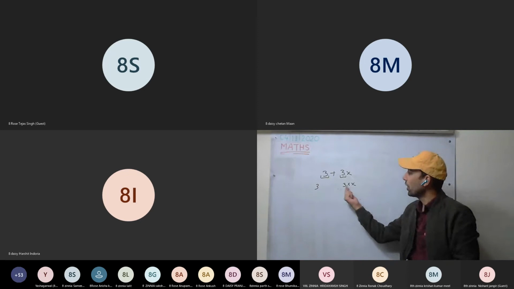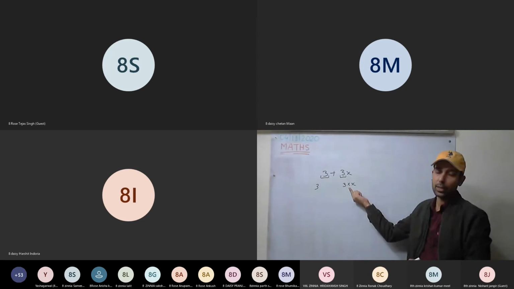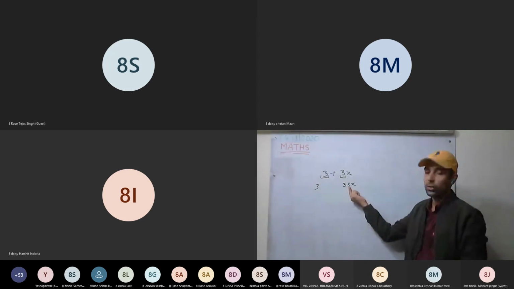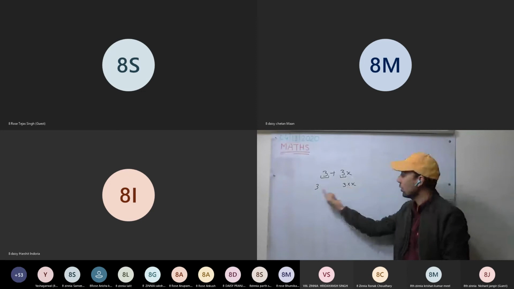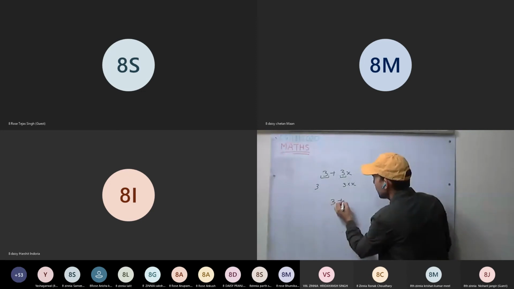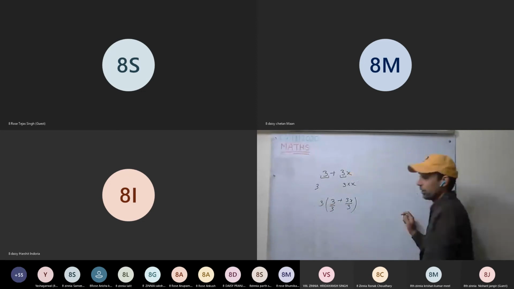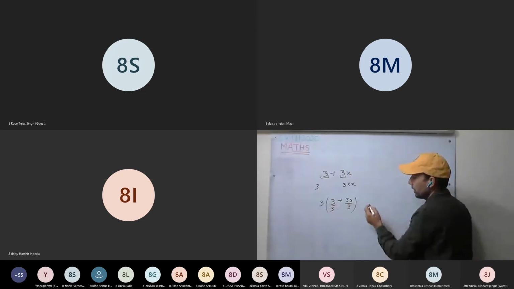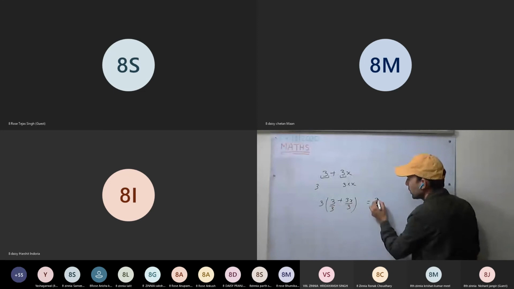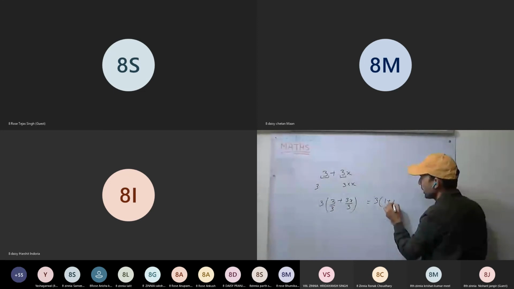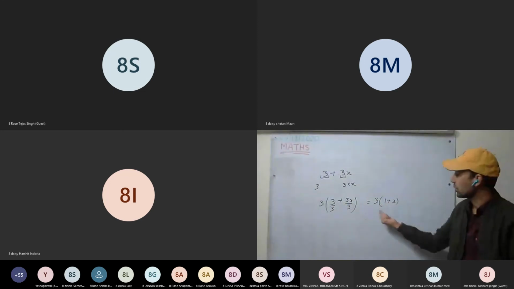Now find the highest common factor. The common factor is 3. So we'll divide 3 plus 3x, each term, by 3 and put 3 outside. We have multiplied as well as divided. Now it would be 3 into (1 plus x). Okay, this is the method.